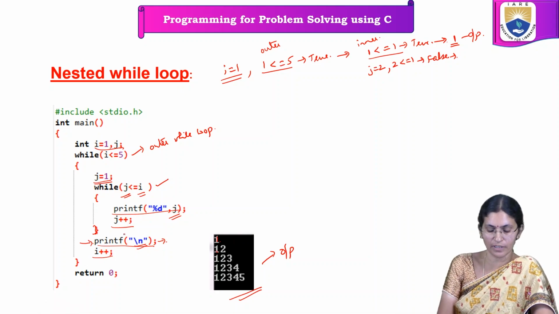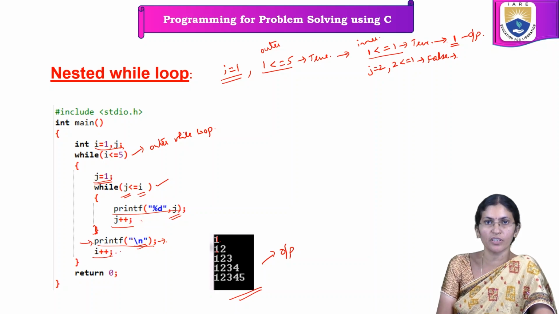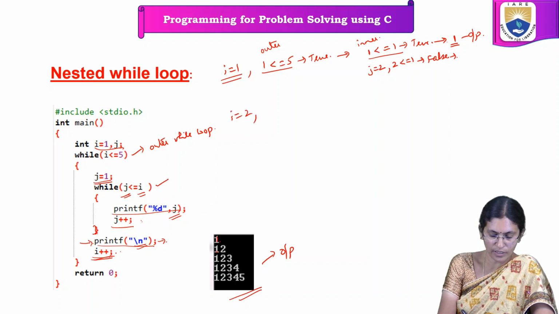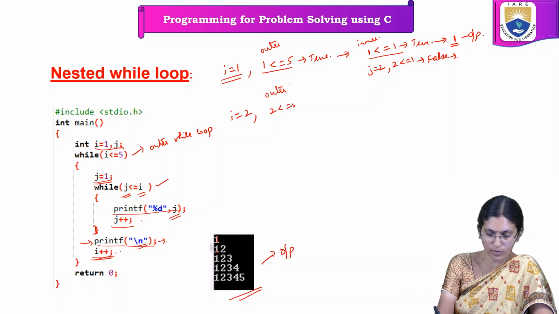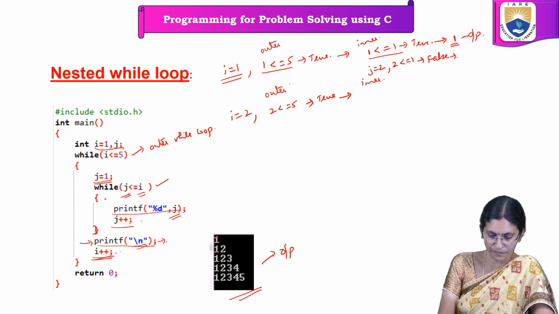So we know that if we don't include this updation expression in the while loop, it will become an infinite loop. So we need to include the updation expression. Now the i value is incremented by 1, so i is equal to 2. Now again it will check the outer while loop condition. 2 is less than or equal to 5, so this evaluates to true. Now it will again check the inner loop condition.